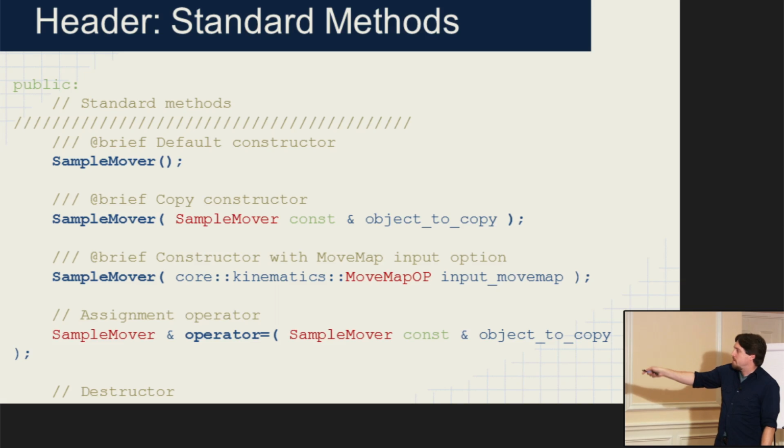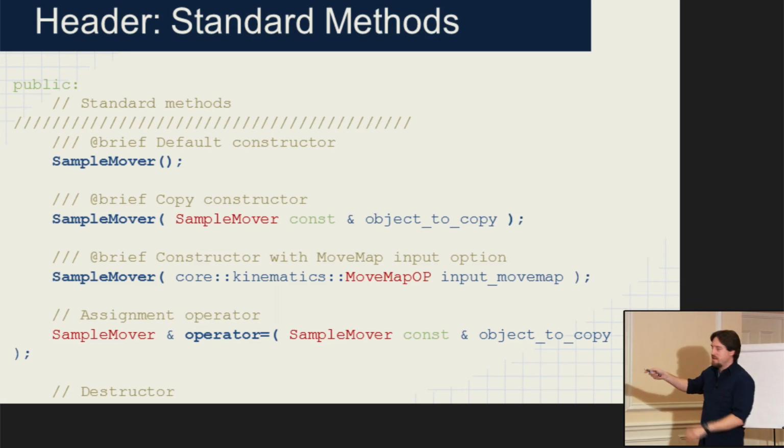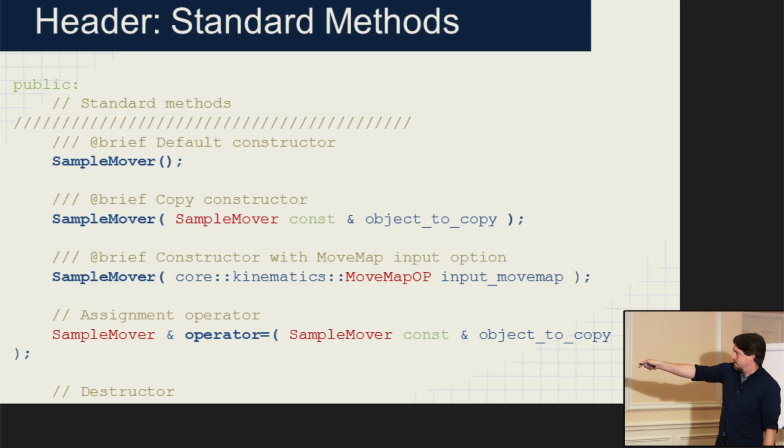Sometimes instead of "object of copy," people have RHS, which stands for right-hand side. But it doesn't really matter as long as you have the name there. Here's a different constructor that's overloaded so that you can pass in a move map.